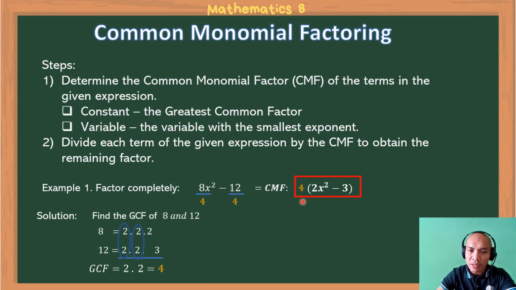To check whether these factors are correct, all you have to do is just multiply. To multiply this, we use the distributive property of multiplication. 4 times 2x squared is 8x squared. Then 4 times negative 3 is negative 12. So that's how you check. You just multiply to have the product. Okay? So given the product, these are the factors.